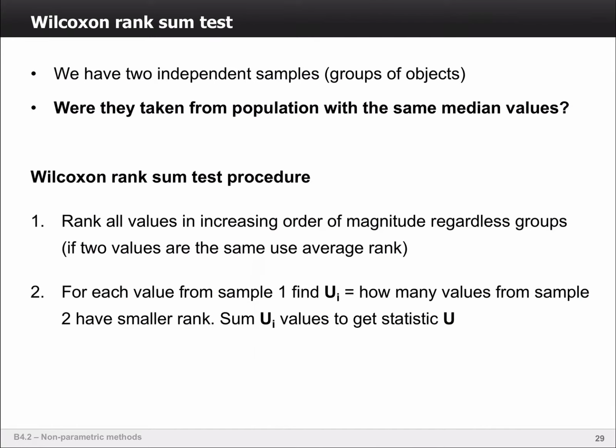The second procedure is the following. Let's say we take sample 1 and sample 2. We take all values from sample 2. Take the first value from sample 2 and count how many values in sample 1 have smaller ranks. Then sum up all these counts to get the statistic, and then use the statistic to calculate the p-value. Again, maybe it sounds a little bit confusing. I'm going to show you an example.